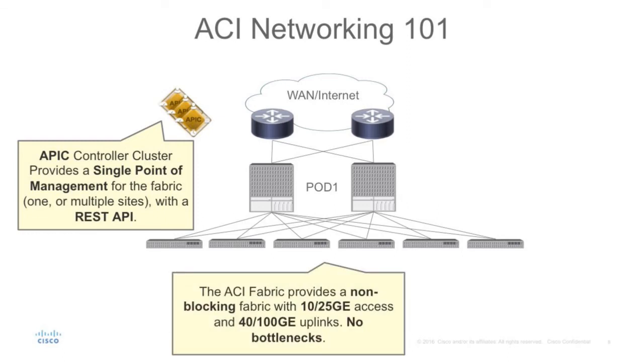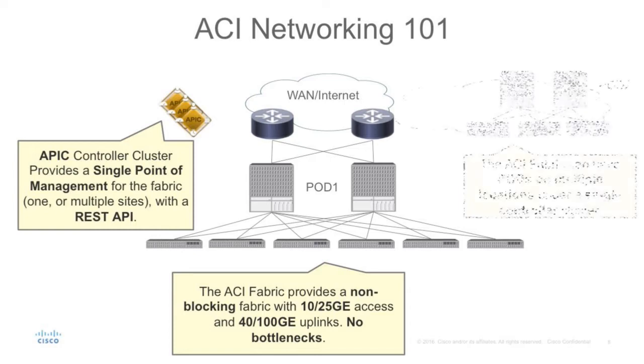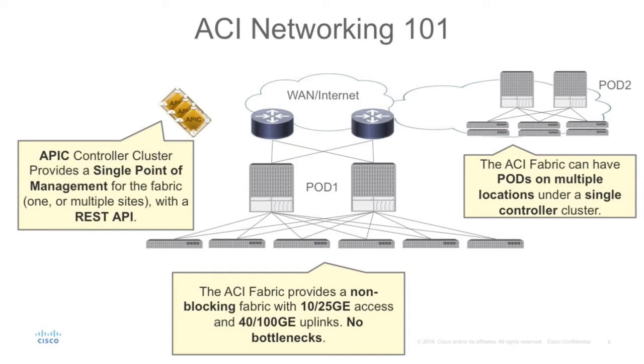And the fabric provides essentially a non-blocking 10-25 gig access with 40 or 100 gig uplinks, so there's no bottlenecks for any type of workloads that you connect, north-south or east-west, and I'll talk more about that. Now, you can deploy the fabric in a single location, or you can have multiple pods, where you can have pods that are at different locations and have IP connectivity between them and still operate them under a single controller cluster in what we call a multi-pod design.